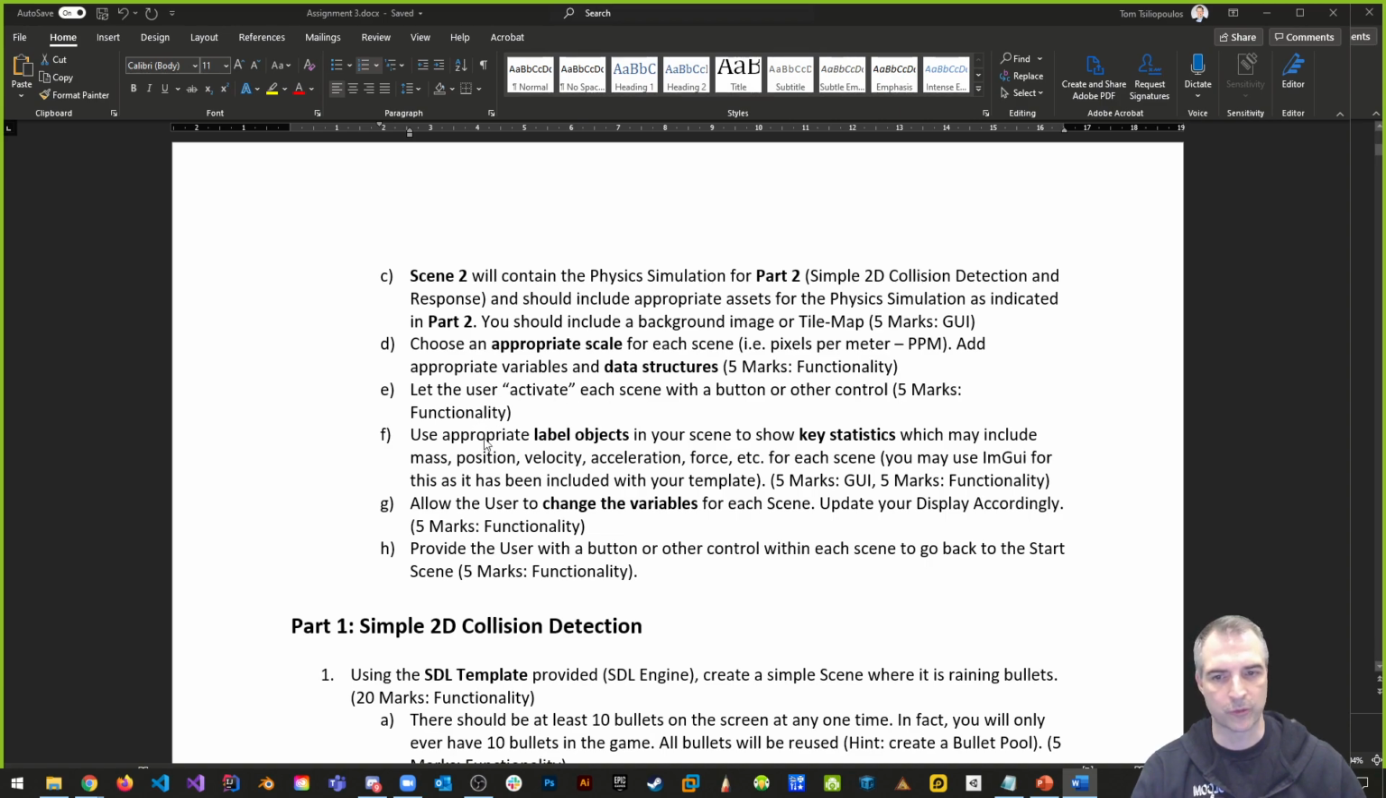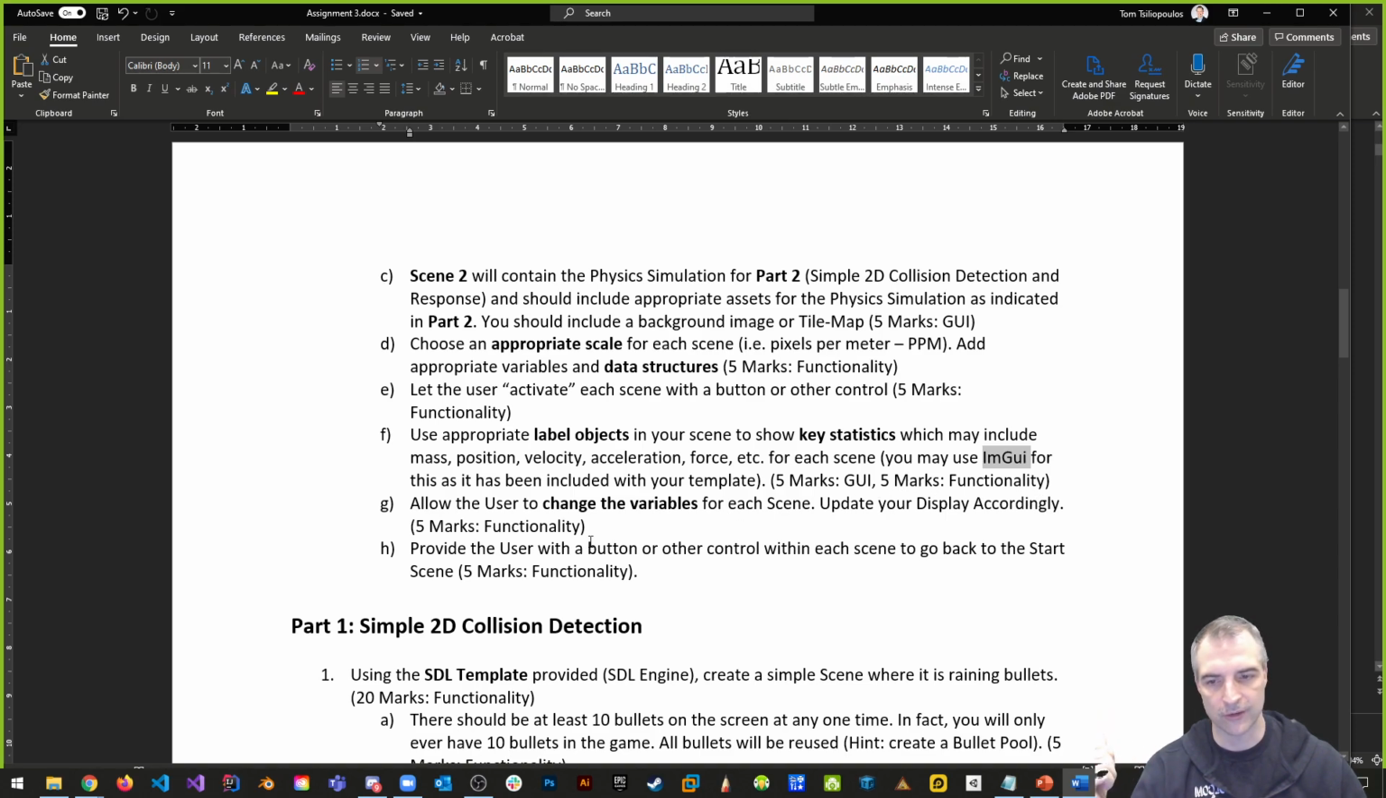You're going to also use appropriate label objects to show key statistics, which may include mass, position, velocity, acceleration, all these kinds of things, just like in assignment 1 and 2. You may again use IMGUI for this, as it has been included in your template, so you can use what's been provided. Allow the user to change the variables for each scene. In this example, update the display accordingly.